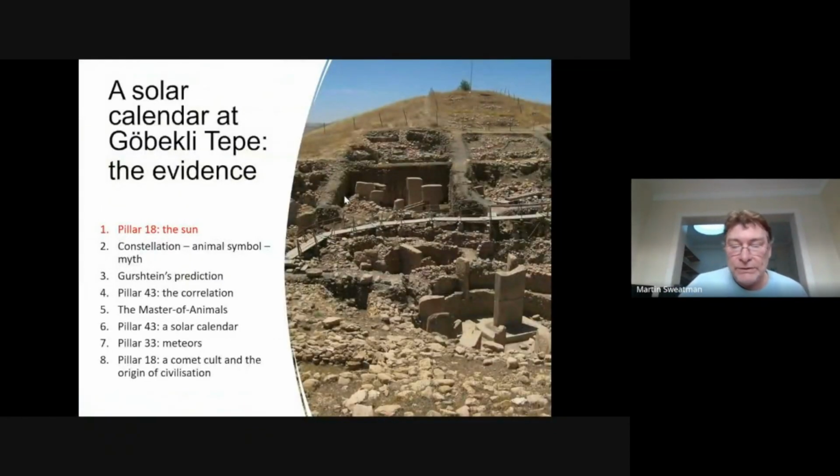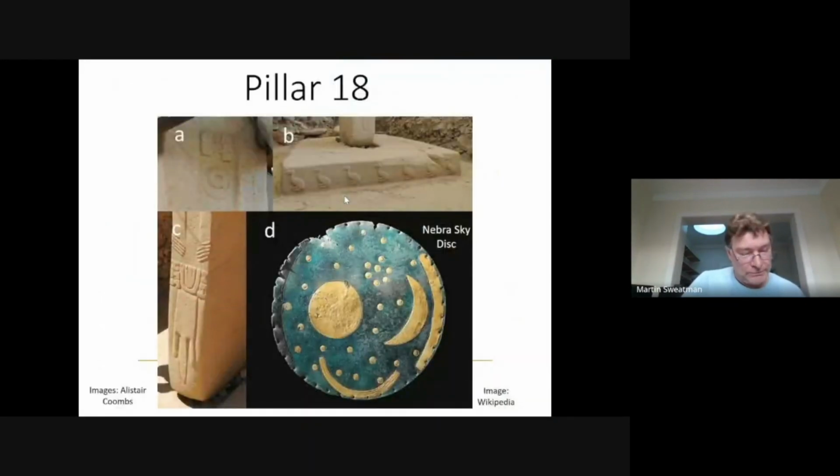Okay, so that was a brief introduction to Gobekli Tepe. So now I'll go through these 8 items quite quickly. So let's first go back to Gobekli Tepe and look at pillar 18. So this is one of the tall central pillars in enclosure D. So this is the same enclosure that has pillar 43.